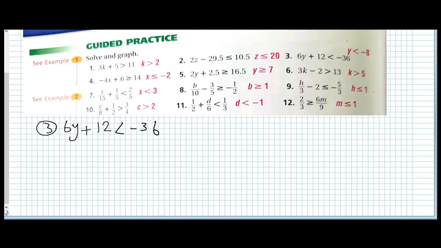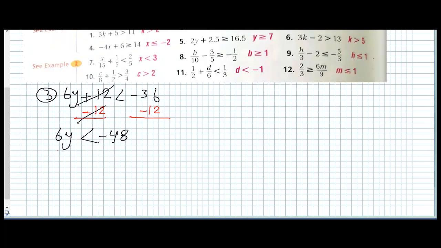First, I want to remove the plus 12. I will subtract 12 from both sides. Let's subtract. 6y, no change. Plus 12 and negative 12 will go together. Smaller than negative 36 minus 12 will be negative 84. We want to remove 6. How will we remove 6? By dividing by 6 on both sides. So 6 will go out with 6. I will have y < negative 48 divided by 6, which is negative 8.